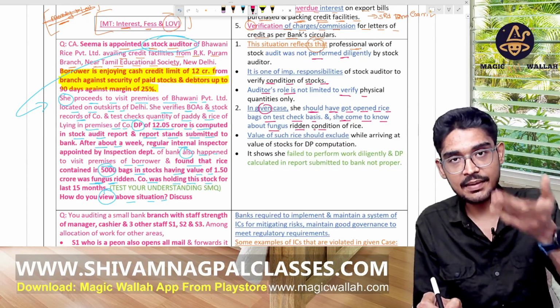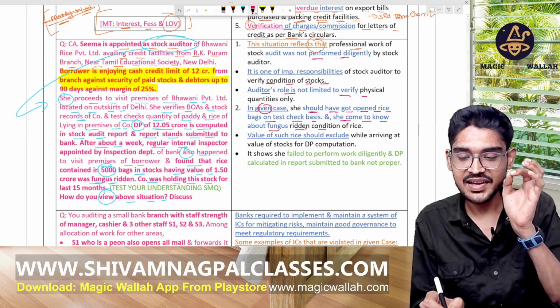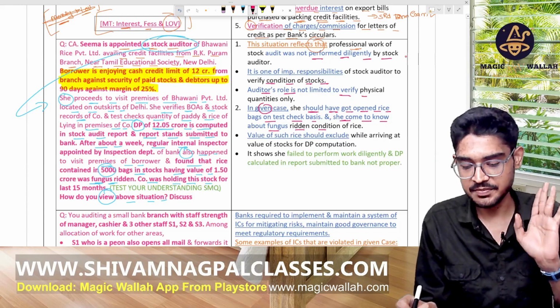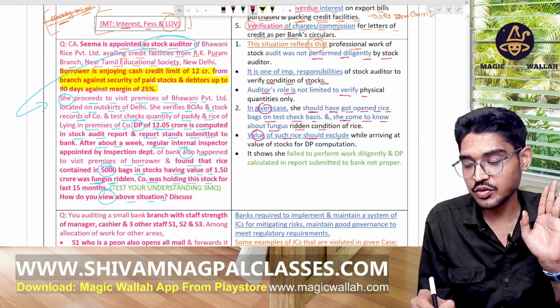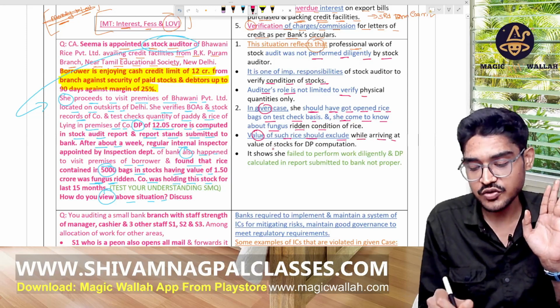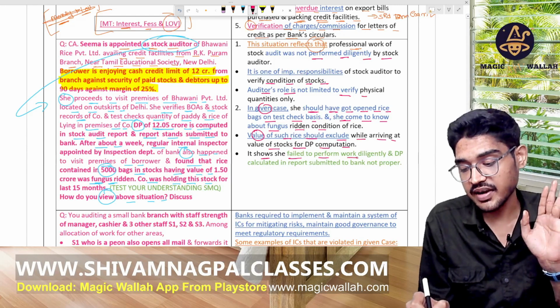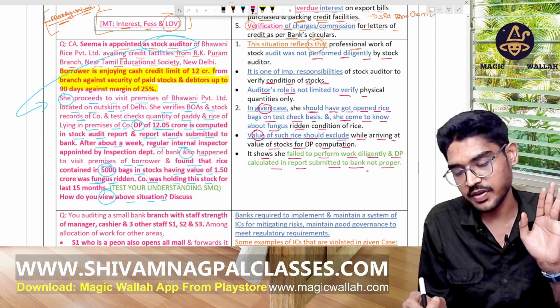If she had opened them, then she would have come to know about that. But she had not opened them. Okay, you can say she did not perform the work properly. There was negligence by her. So the value of such rice should be excluded while arriving at the value of stock for the DP calculation. So it shows that she failed to perform the work diligently and the DP calculation in the report submitted to the bank is not proper. Okay.